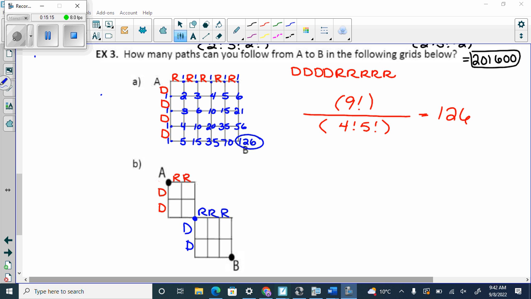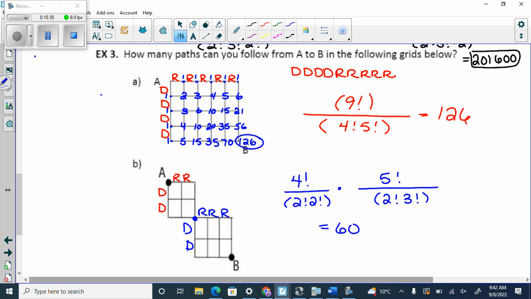So we're going to have 4 factorial over 2 factorial, 2 factorial, multiplied by 5 factorial over 2 factorial, 3 factorial, and what'd you get? Pardon? Someone? 60? Let's check it out. 1, 1, 1, 1, 2, 3, 3, 6. Then these would all be 6s. 12, 18, 24, 18, 36, and then 60.